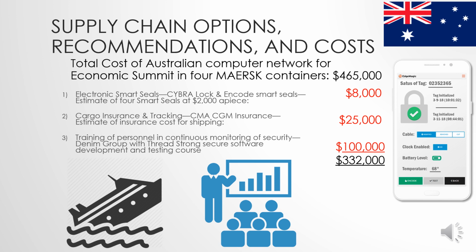The only quantifiable cost to all of this is the merchandise for the Australian computer network being shipped in 4 containers. An estimated cost of $465,000 can be placed on all of this equipment. This is compared to the cost of 4 CYB lock and encode smart seals at $8,000, which is $2,000 apiece. The insurance and tracking costs of the merchandise is quantified at $25,000.